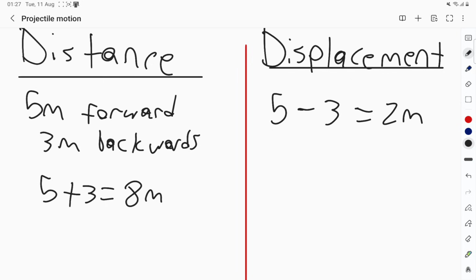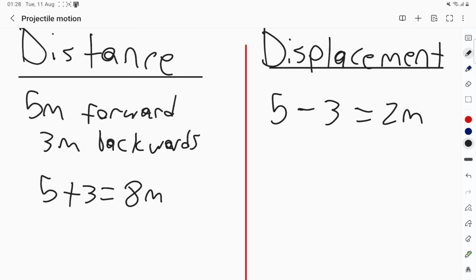So remember, distance: how much did I travel? Displacement: how far am I from where I started and in which direction? Distance doesn't care much about the direction, just the total path that you traveled. But displacement cares about direction.